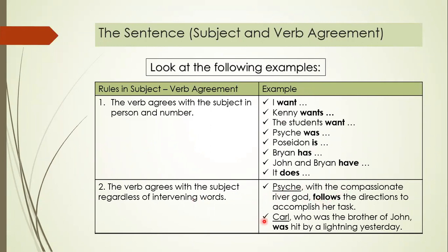Another example: Carl, who was the brother of John, was hit by lightning yesterday. The intervening words here are who was the brother of John. Don't be confused with that. Just focus on the subject, which is Carl, so you can get the right verb. Was. You can use was because there is a clue over here at the end. It's past tense, yesterday. All right, let's move on.